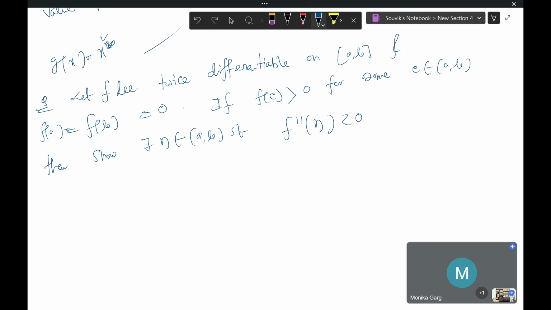We do this concept in, I think, maxima minima, the second derivative test. No need to do tests. Only by using Lagrange's mean value theorem, because maxima minima is far ahead of this actually. We don't require maxima minima. Only using Lagrange's mean value theorem we can solve this.